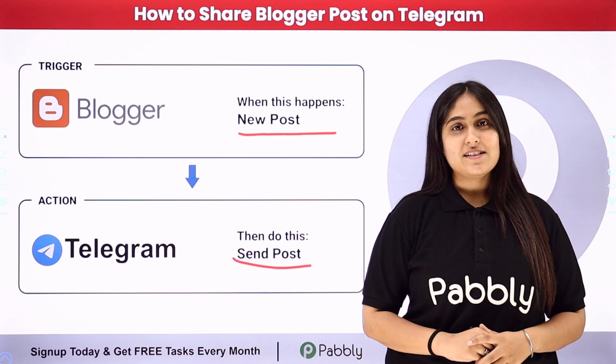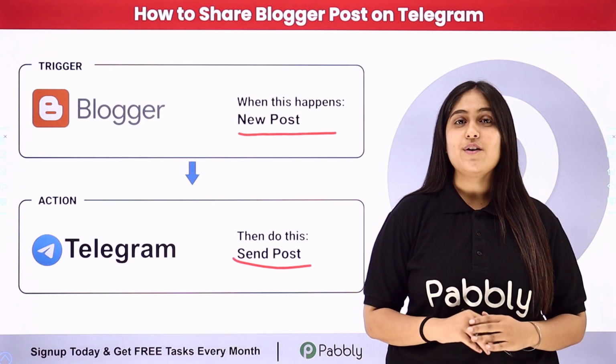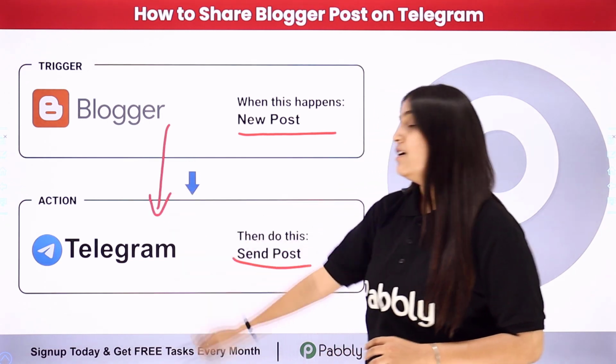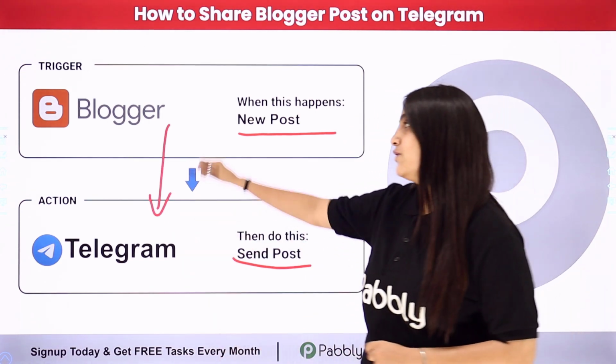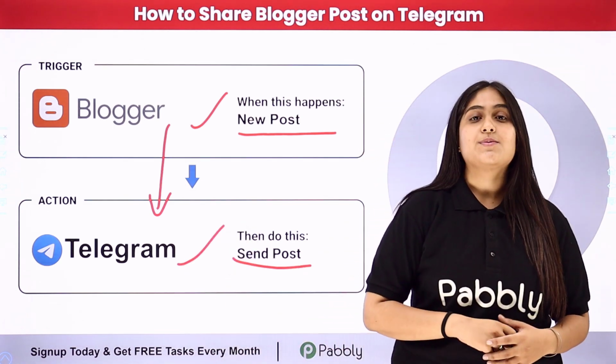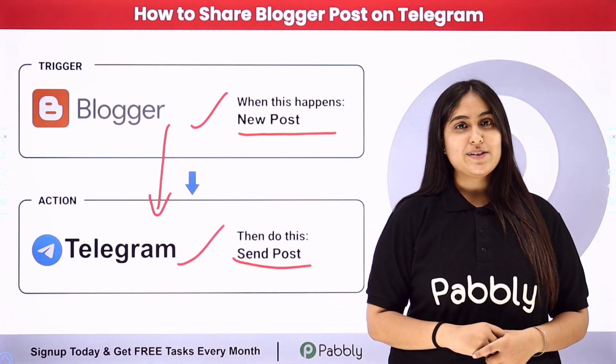So to automate this entire process, we will use an automation software named Pabbly Connect, in which we need to connect a trigger and an action. In this process, our trigger application will be Blogger and our action application will be Telegram. To learn this process step by step, let me take you to my screen.